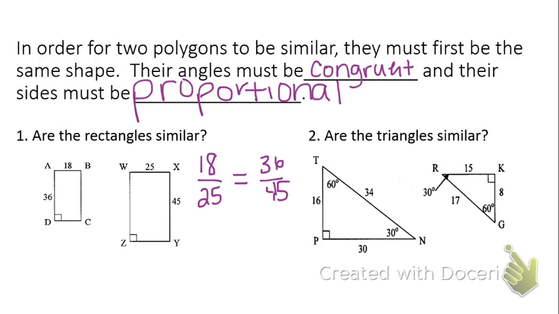So if you type this in your calculator, 18 over 25 gives you 0.72. And then 36 over 45 is 0.8. So we can see that those two things are not equal. So then these are not similar.